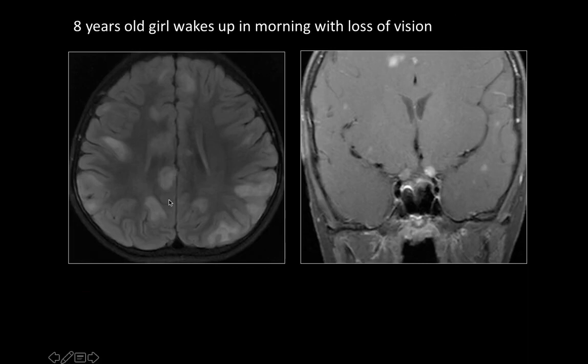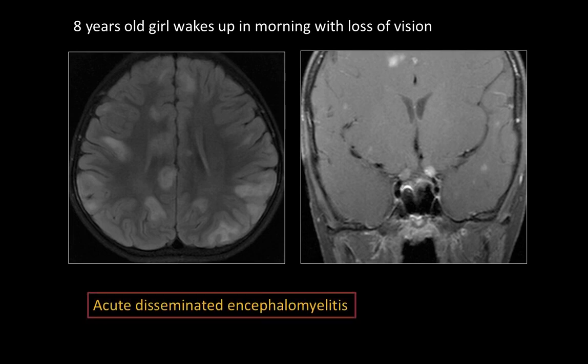This is an 8-year-old girl who woke up in the morning with acute onset of loss of vision. So what do we see here? We have a FLAIR axial image where we see multiple cortical, juxtacortical, deep white matter lesions which are very large, and also there is enhancement of the optic chiasm. So there is optic neuritis associated with these brain lesions. So this is acute disseminated encephalomyelitis or ADEM.